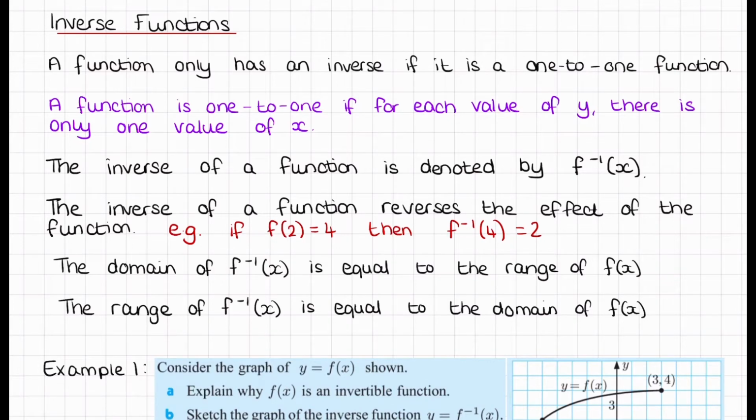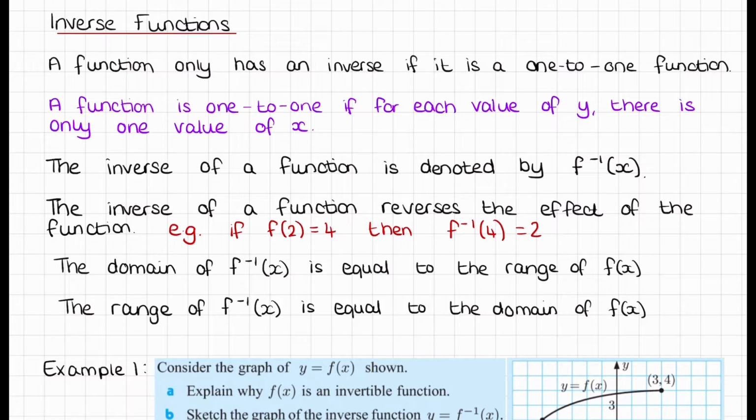This video is on inverse functions. A function only has an inverse if it is a one-to-one function. What that means is that for each value of y, there is only one value of x. Things like quadratics, parabolas, do not have an inverse. The reason is that when we do the inverse, it then doesn't become a function anymore because it would fail the vertical line test.